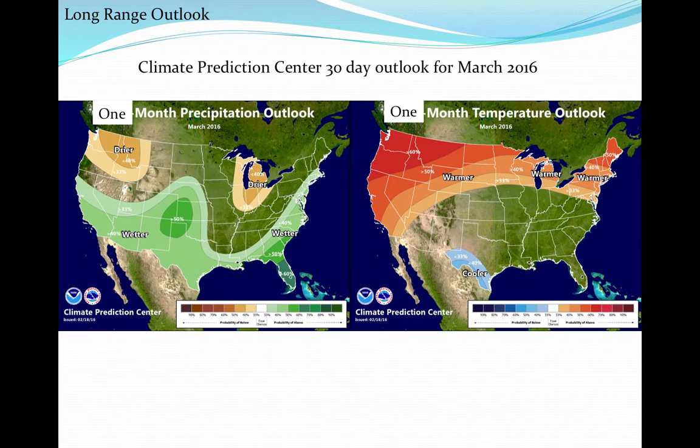From the Climate Prediction Center, the 30-day outlook for March is generally calling for wetter conditions, particularly in the south, and maybe warmer conditions in the Great Basin region, but generally equal chances for warmer, cooler, or normal conditions temperature-wise in our area.